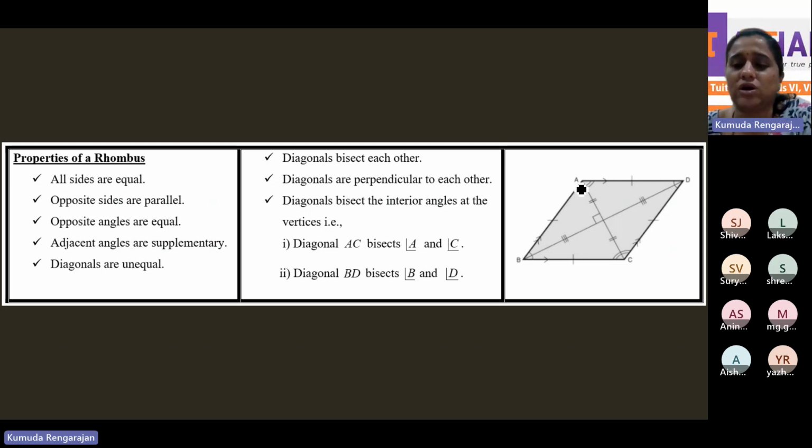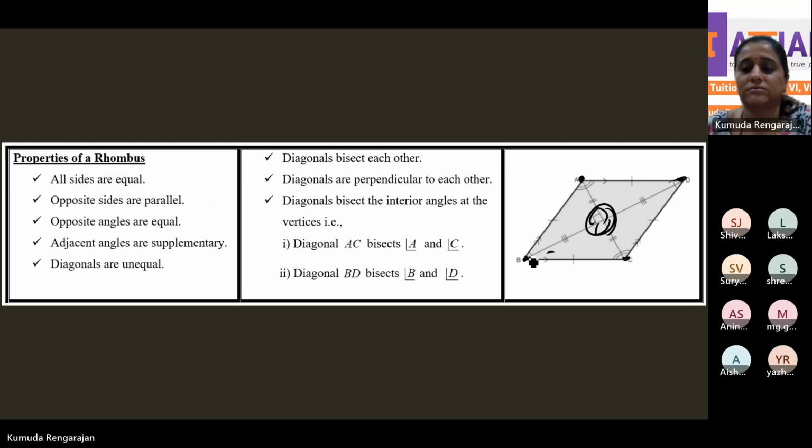When I say corner angles, I'm talking about these angles. The corner angles, these angles. Because there are many more angles. Here also there are angles. We're not talking about these angles. The corner angles, these angles. So these are the differences.